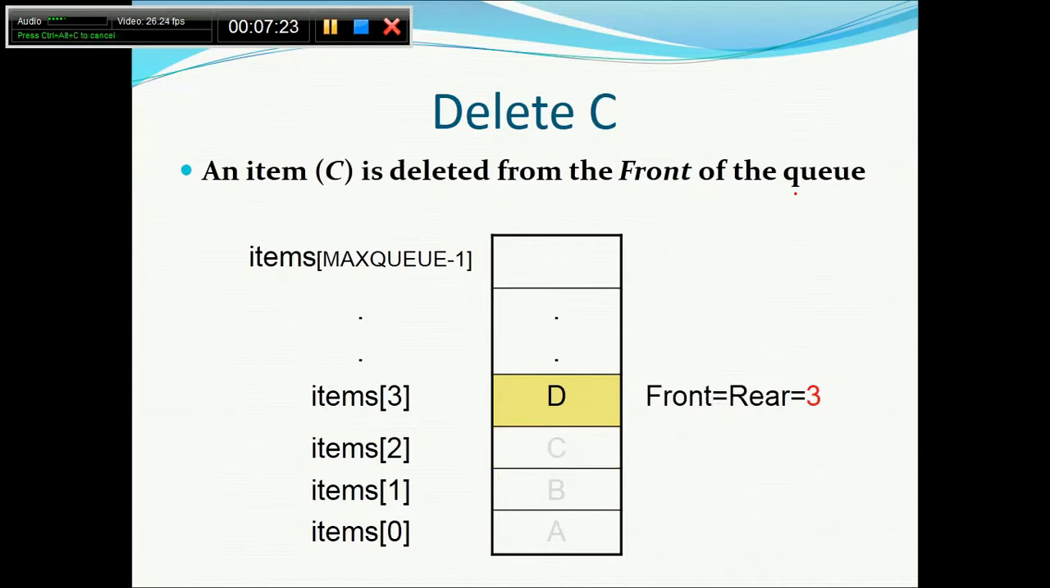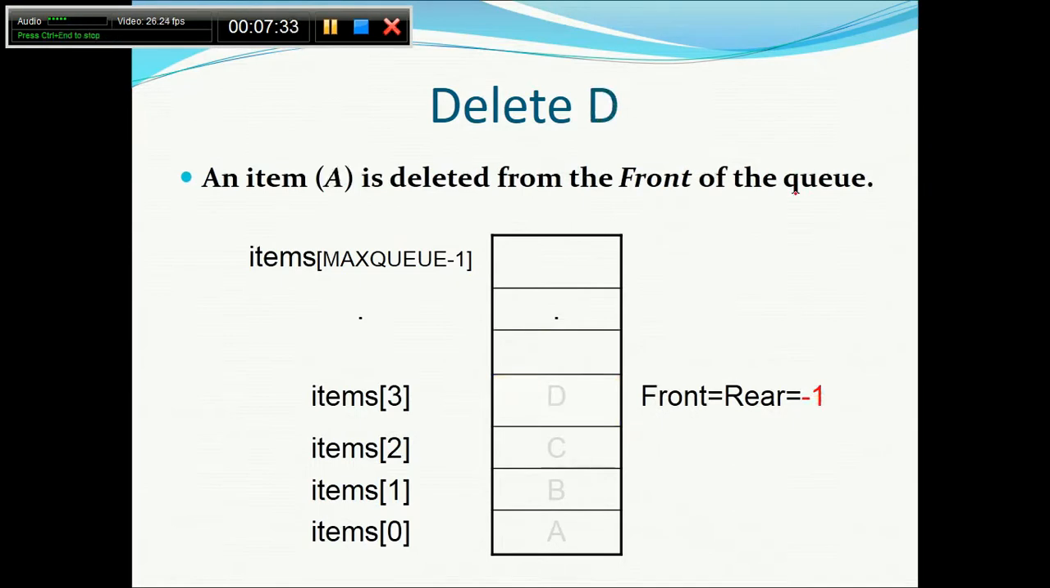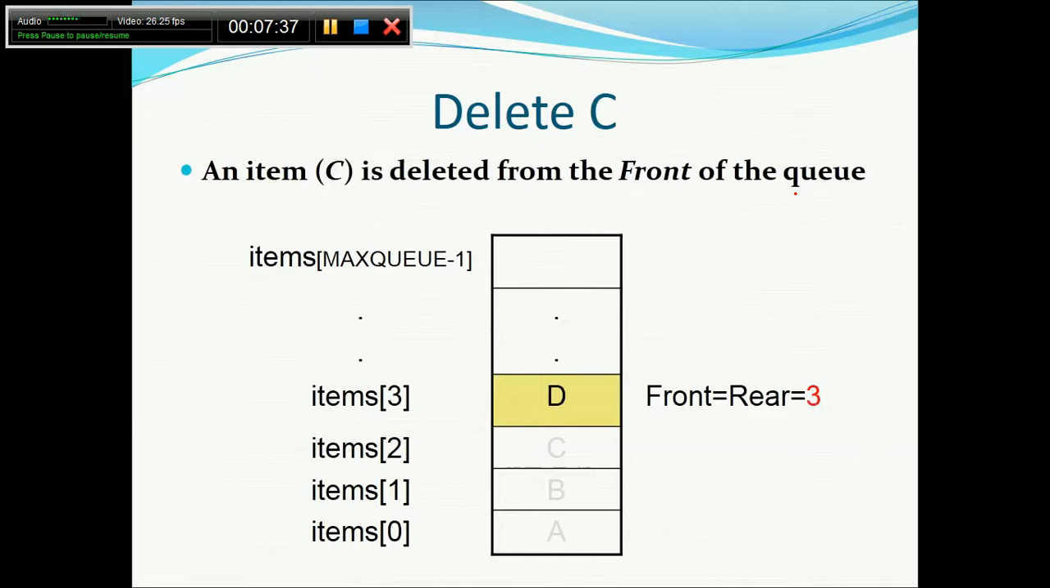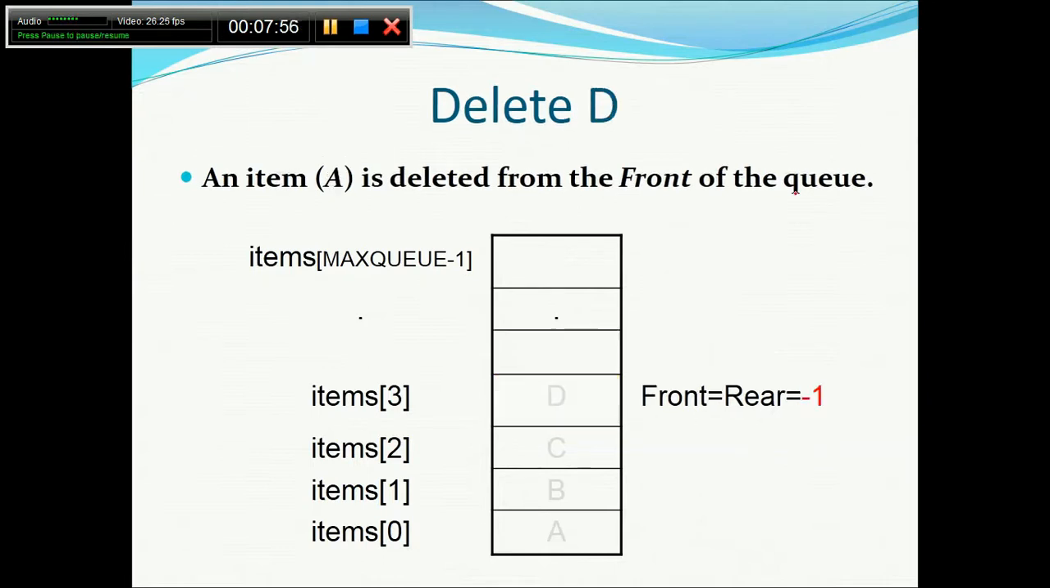Now here you can see, whenever both front and rear are at the same index, and at this moment you want to delete, you copy it to the temporary variable and then put both as minus 1, because we do not have any element left. I'm saying it again: when front and rear have the same index, you have only one element. Now if you delete that element, by default front and rear both should become minus 1. So this will cover all the conditions.